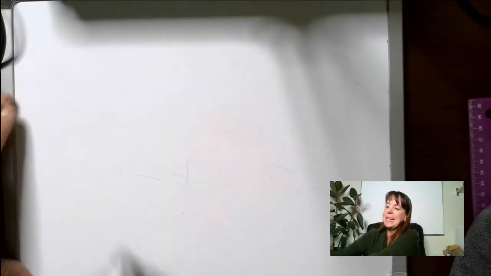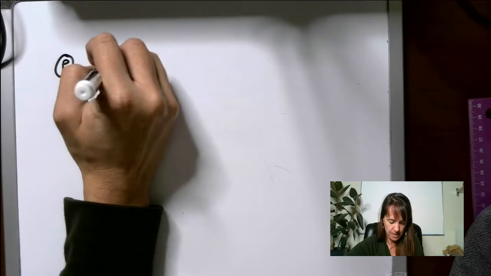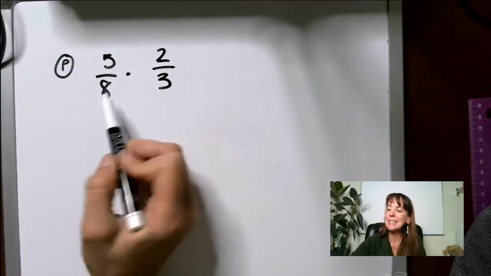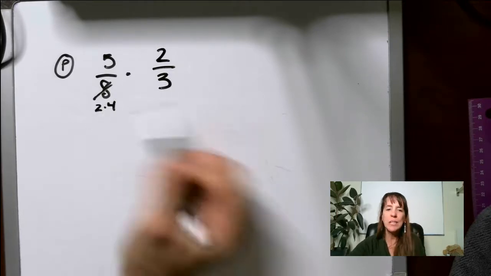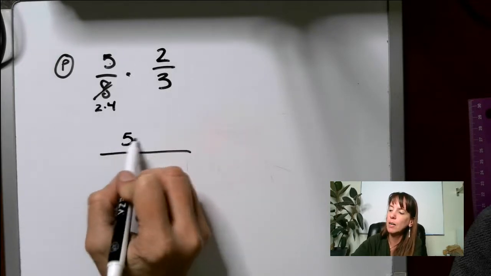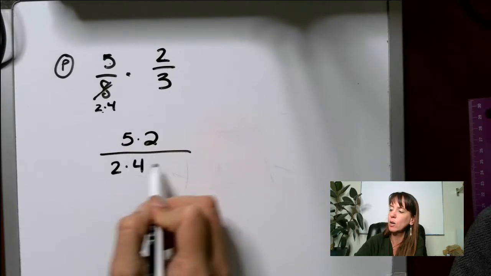All right, for P, we are going to talk about cross-canceling if we have not already. 5 over 8 times 2 over 3. Guys, 8 breaks down to be 2 times 4, doesn't it? So really what this whole problem is saying, on top I have 5 times 2. On the bottom I have 2 times 4 times 3.